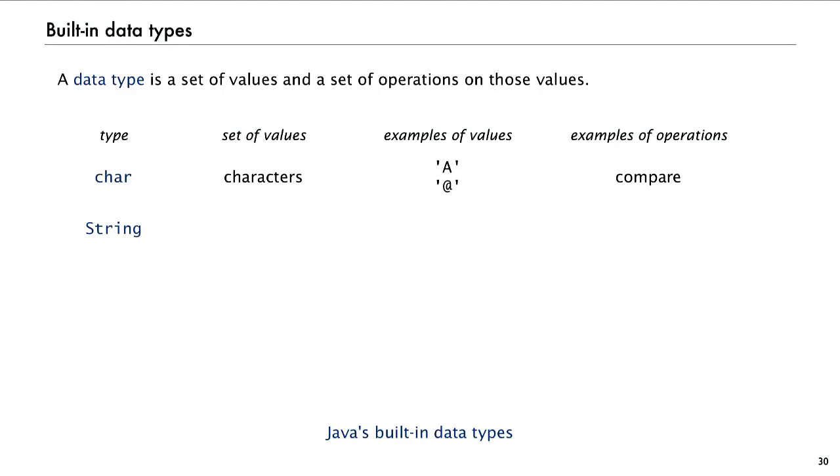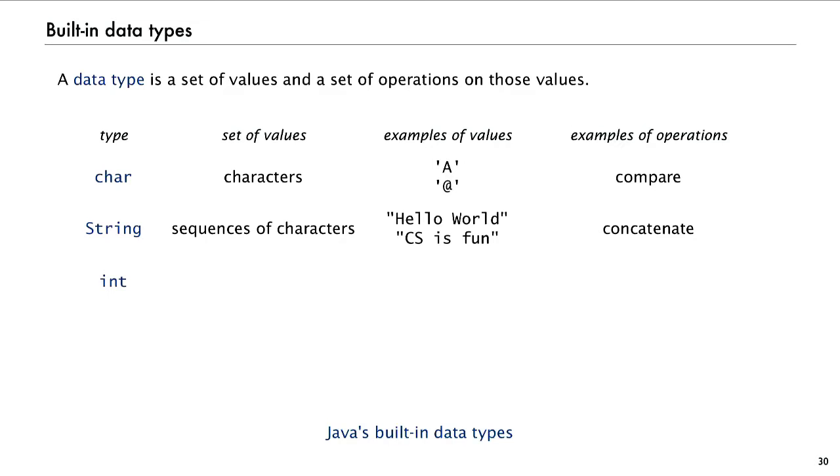One thing that we do with characters is we put them together to make a type of data called string. A string is a sequence of characters. Examples of a string, which in Java we put in double quotes, are "hello world" or "CS is fun." Any sequence of characters within double quotes is a string. The operation that we perform on strings is called concatenation, and we'll look at that operation in detail.